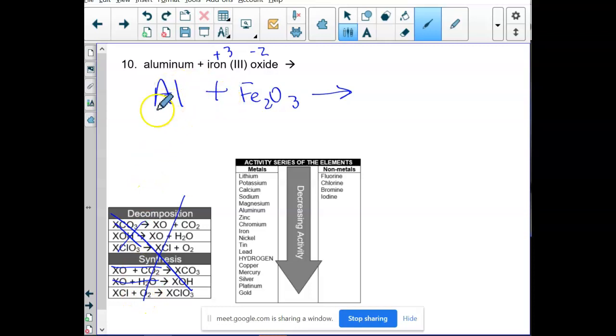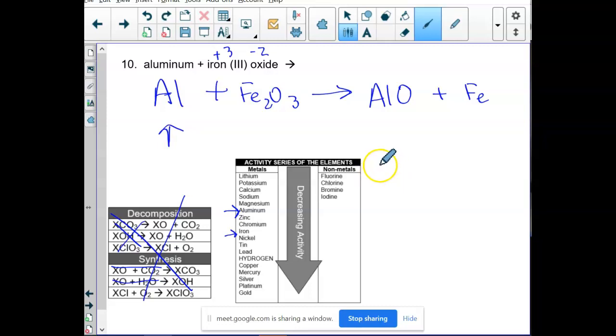Now I'm going to look here. Okay, can aluminum replace iron? Aluminum's the guy that's alone, wanting one of the dances. Aluminum is here, and iron is down here. So aluminum wins because it's more reactive, or in what I've been saying, it's higher, more powerful. So aluminum goes with oxygen, and iron is left by itself.